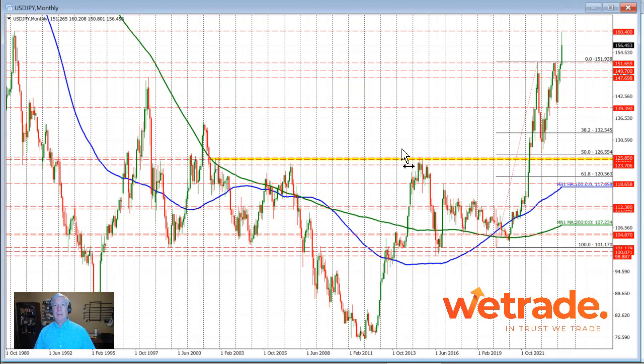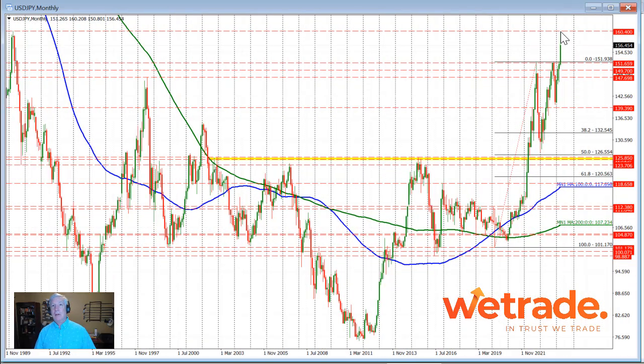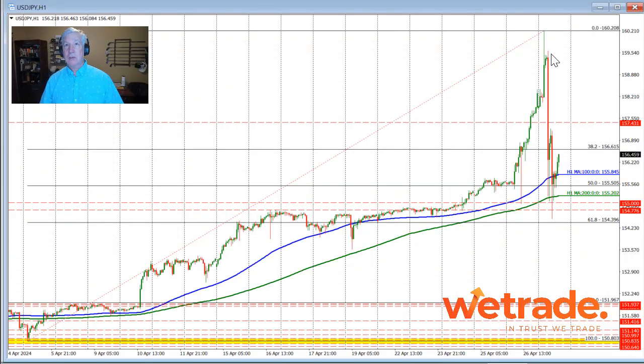It's a key level on the top side, and you can see how close we got. We got to 160.20 before the market started to rotate down. There's talk of intervention in the market, where the price quickly moved all the way down toward the 155.20 level. That was near the 200-hour moving average.